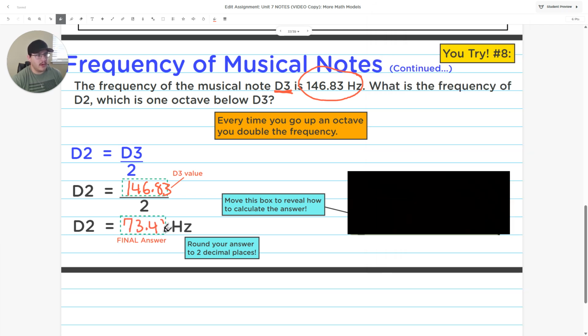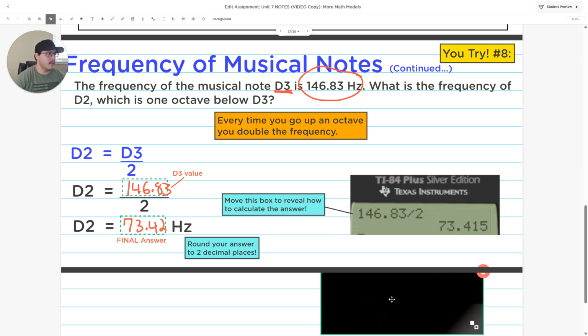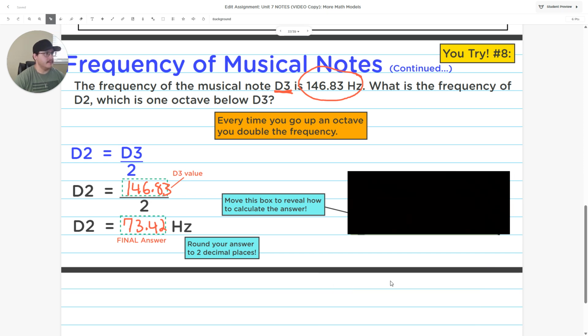So 73.42 is the octave below D3, D2. That is the frequency for D2. That's it for you try number 8.